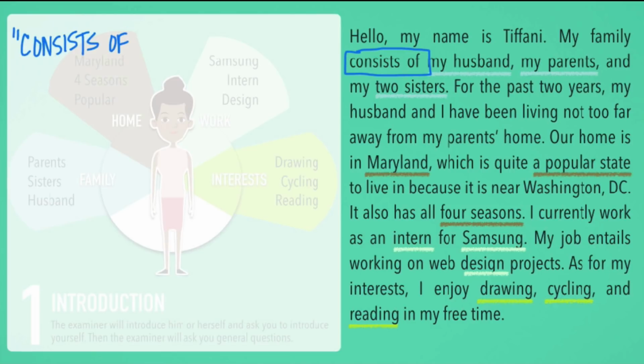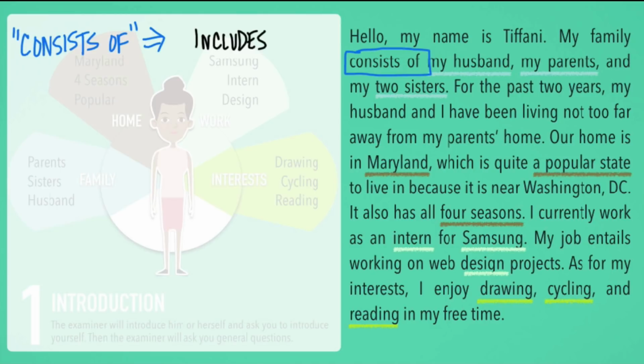We're going to put it on the left side, and consists of just means includes. So let's change that really quickly. Okay, so when you speak about your family during the IELTS speaking test, remember to say, my family consists of. Okay, let's keep going.